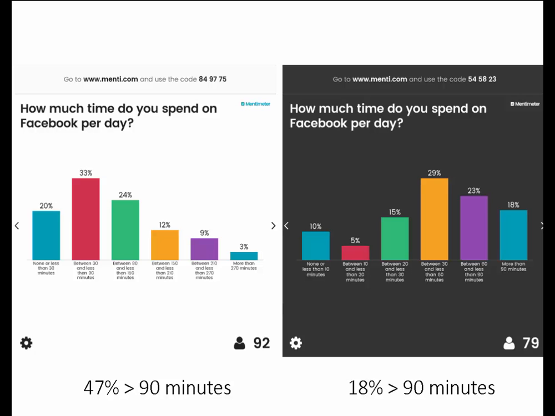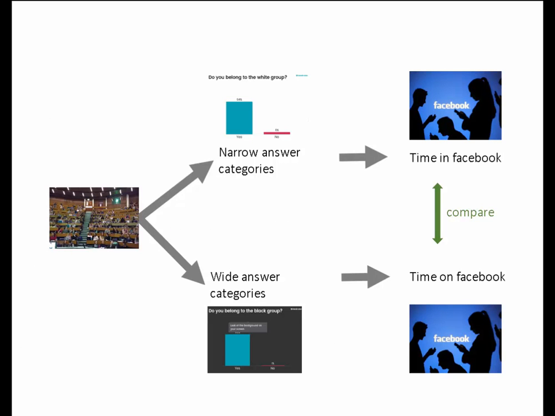We did this in another context. We did this in the context of question categories and question wording and question ordering and things like that. But this is an experiment. And this is sort of how the design looks. At the end, I had all of you, that's how it started. I split you up into the white group and the black group, and I gave you different answer categories for exactly the same question. Then I had you fill out this question, like how much time do you spend on Facebook, and then I observed the difference. I compared the two results that I got. That's an experimental design in a nutshell.